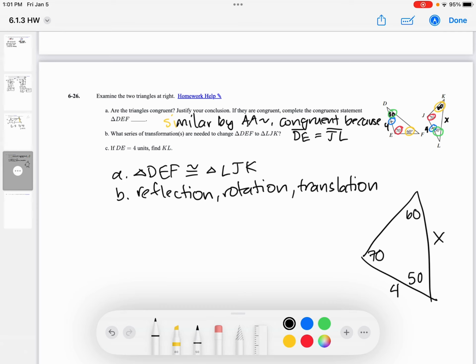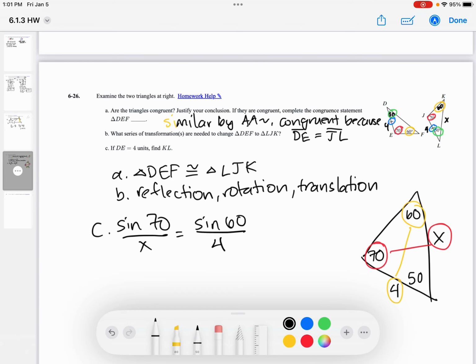So I'm either going to have to use the law of sines or law of cosines. So let's just think, here I have an angle and the side across from it. And here I have an angle and a side across from it. So I can use the law of sines. So I could say sine of 70 over x equals the sine of 60 over 4.